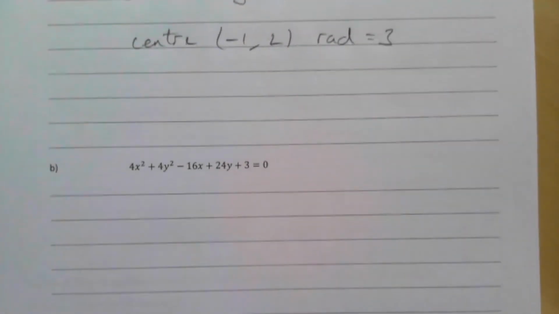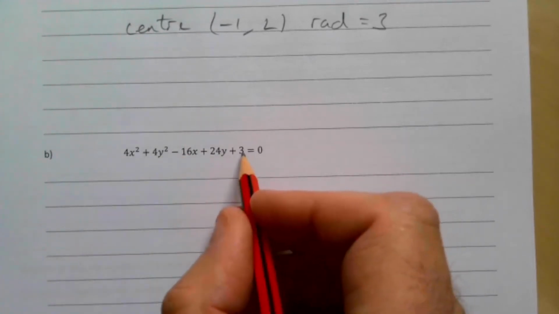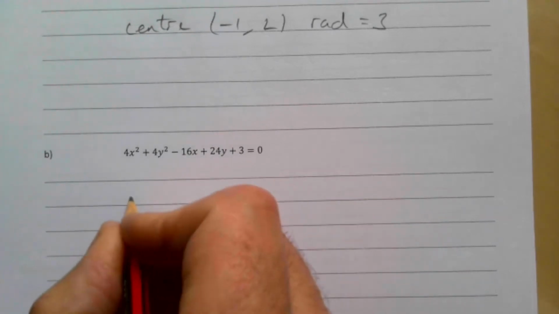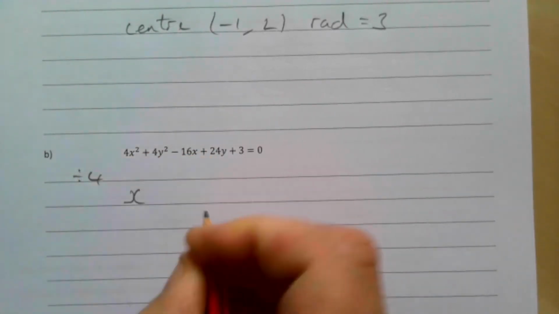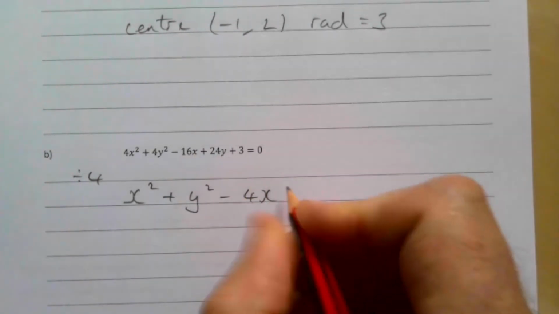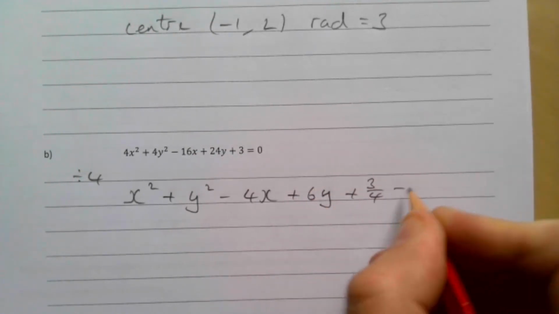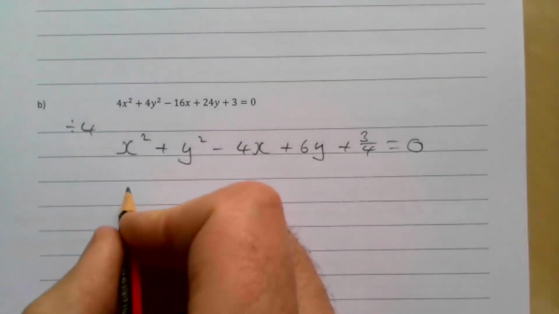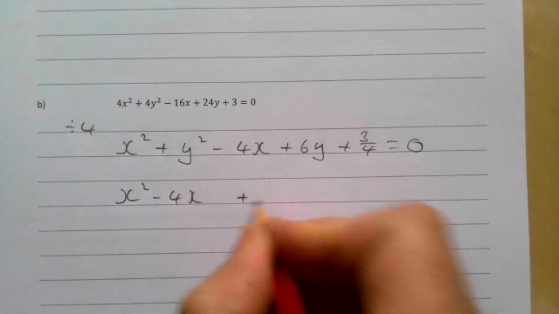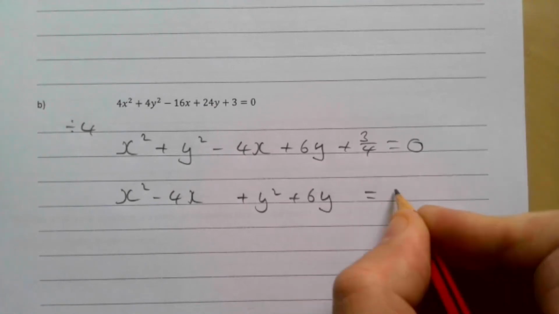Let's take a wee look at this one. With this one, it only works if it's a 1x squared, so we're going to have to divide through everything by 4 to start with, and then rearrange. Divide by 4: x squared plus y squared minus 4x plus 6y plus 3/4 equals 0. Then get everything in the right order, so it's x squared minus 4x plus my wee gap, plus y squared plus 6y plus a gap, equals minus 3/4.